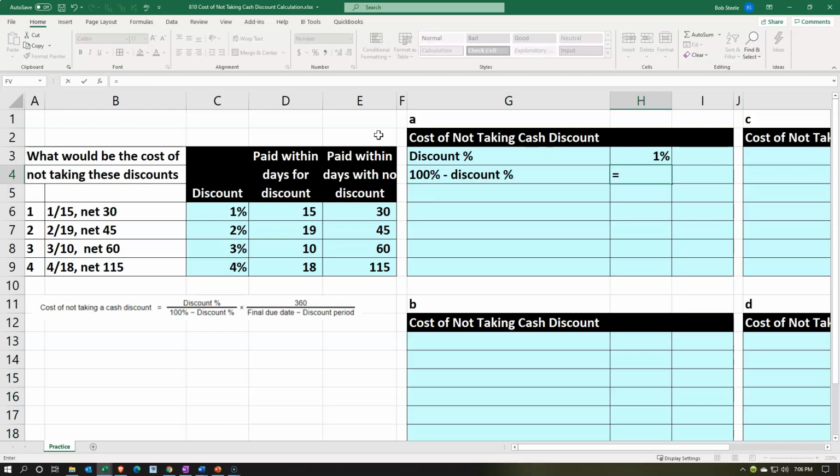So 100% is 1. So 1 minus the discount is 1%. Now, it's a little bit tricky. Excel should be able to pick this up, even though this cell is in the format of a percent. This cell is not currently in the format of a percent. This 1 is 100% as a decimal format.